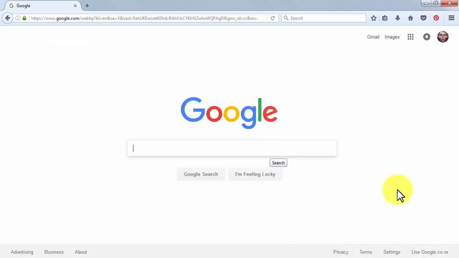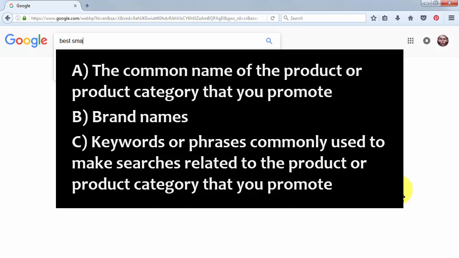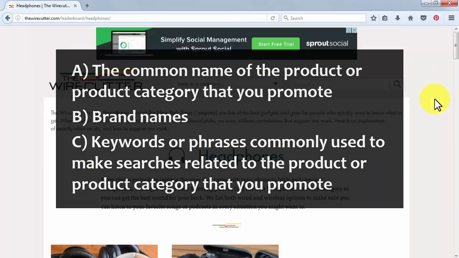This means that your profitable keywords need to be A, the common name of the product or product category that you promote, B, brand names, and C, keywords or phrases commonly used to make searches related to the product or product category that you promote.